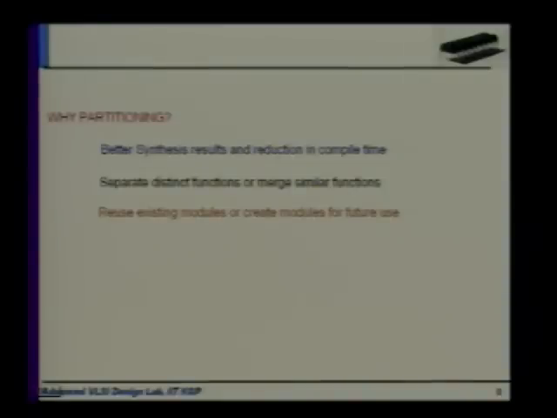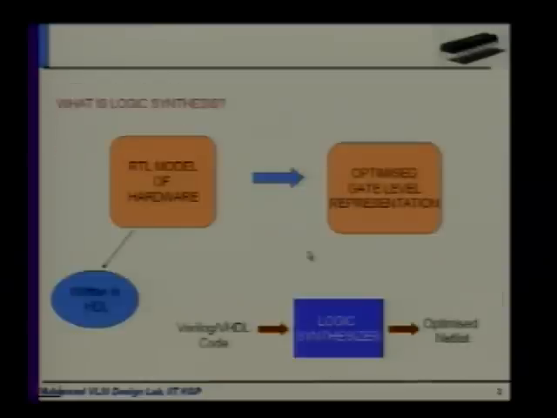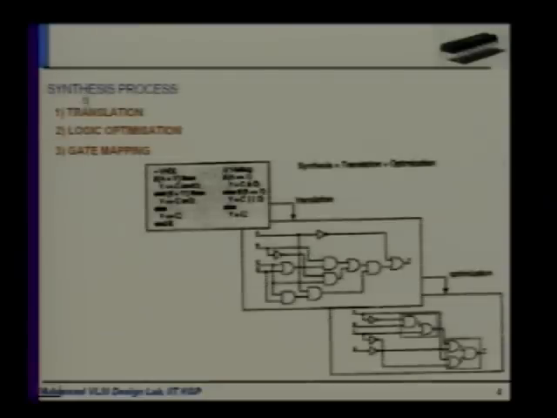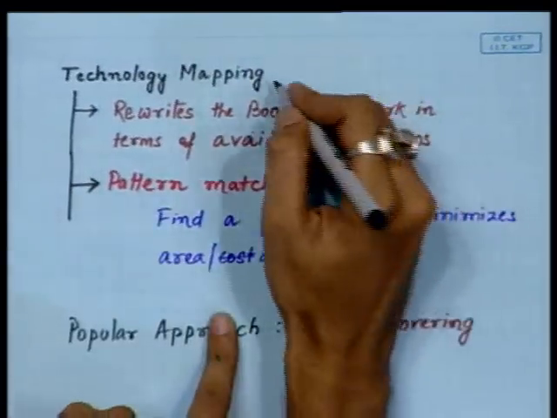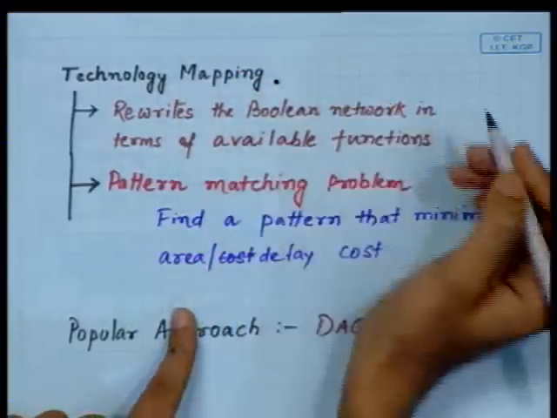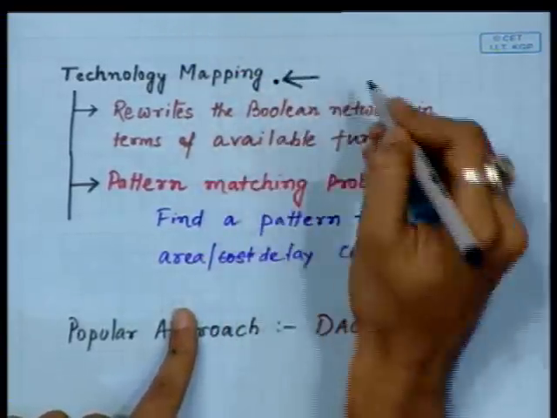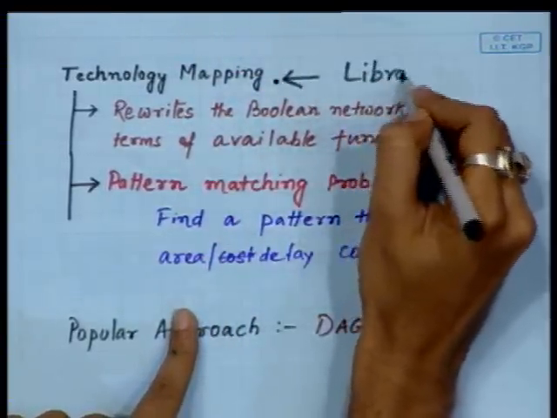Now we have seen that we have covered translation, we have covered logic optimization. Now gate mapping. Now what is gate mapping? Gate mapping is actually technology mapping, also called library binding.